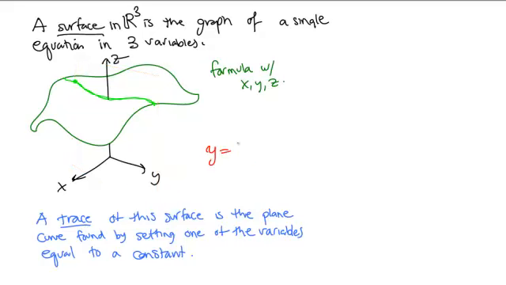If instead we set y to be 1, then we would be taking the plane y equals 1, so parallel to the xz plane, but 1 unit forward. We would be slicing this plane with the surface, and that would get us another curve. And this curve would be called the y equals 1 trace.